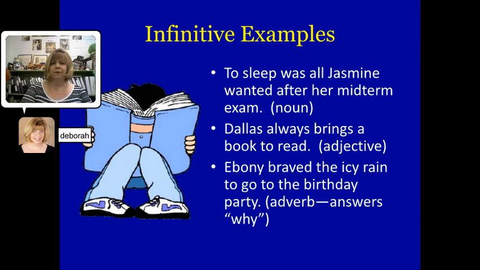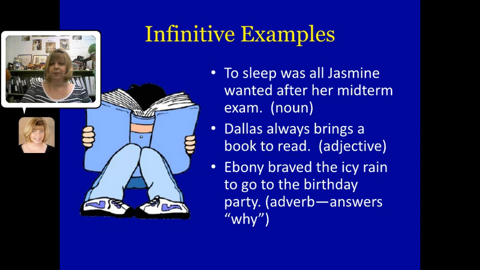So you'll notice an infinitive when you see the word to followed by the simple form of the verb. And then you have to ask yourself, what job is that doing within that particular sentence? So in this example, to sleep was all Jasmine wanted after her midterm. This infinitive to sleep becomes the noun. It's the thing that Jasmine wanted. In the next one, Dallas always brings a book to read. This form of the infinitive, to plus the simple verb read, becomes an adjective describing the book. Dallas brings it, but what kind of book does she bring? She brings a book to read.